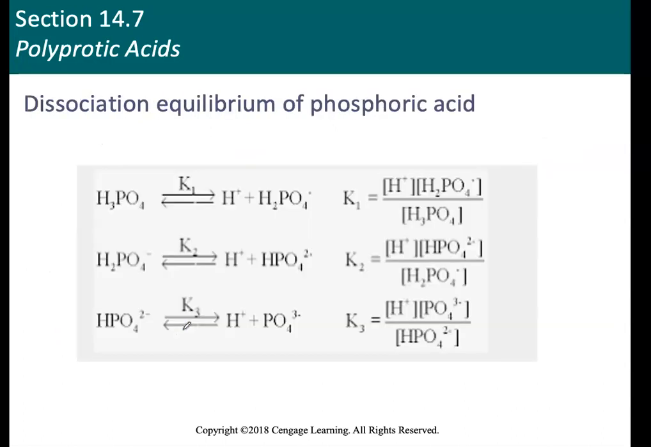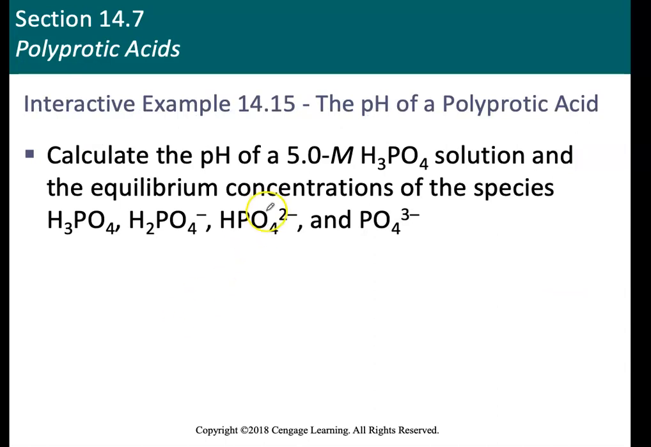All right, let's try and look at this. So now let's look at this example. Calculate the pH of 5 molar H3PO4. This is a polyprotic acid, and it has ionization constants 1, 2, and 3. These are the species that are going to be present in solution: H plus, H3PO4, H2PO4 minus, HPO4 2 minus, and PO4 3 minus, of course, with their charges.